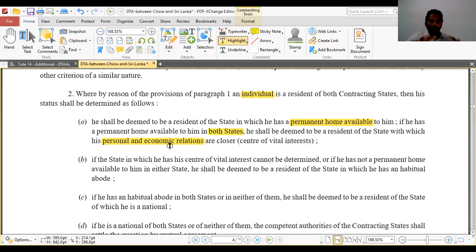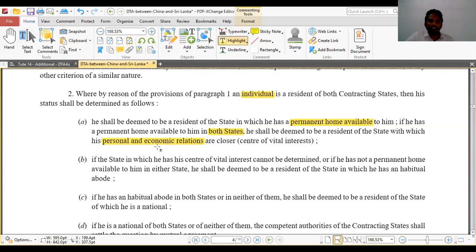So if he has a permanent home in both states, then we go to the personal and economic relationship. That means whether he has investments and a bank account in that particular country. Let's say his bank account and club membership or any other things are in China, then we go with China. He is a resident in that state.